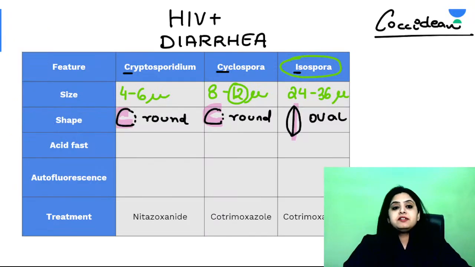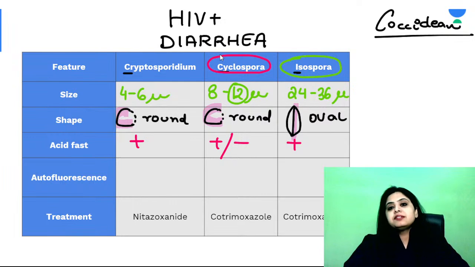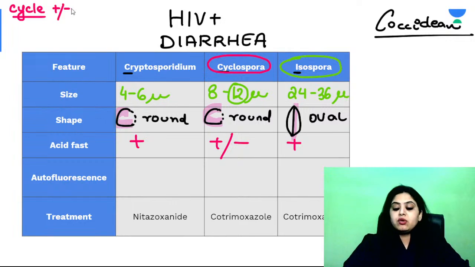Moving on, coming to acid fast. Of course, all of them are acid fast, but sometimes which of them can be non-acid fast, sometimes variable? That is Cyclospora. So we have learned Cyclospora is cyclical. Cyclical means sometimes it is acid fast, sometimes it is not. Sometimes it is there, sometimes it is not. So which of them is going to be cyclical? Cyclospora is cyclical. In fact, cyclical will always remind me of a cycle. In Cyclospora everything seems like a cycle, meaning sometimes it is acid fast, sometimes it is non-acid fast.